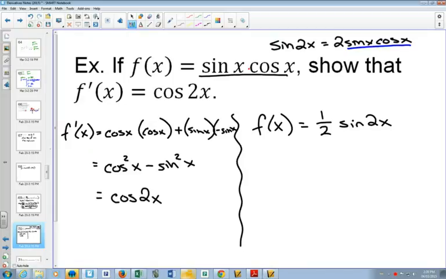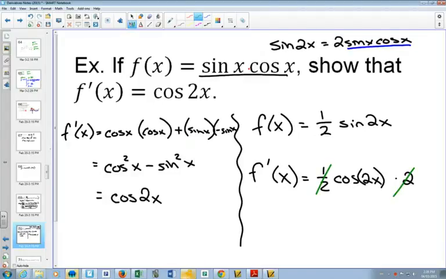That changes the question from having a product rule to now, if I want to do the derivative, it's a chain rule. My outside function is sine. The derivative of sine is cos. Then my inside function is the 2x. The derivative of 2x is 2. Those two would simplify away, and you'd get the same answer.